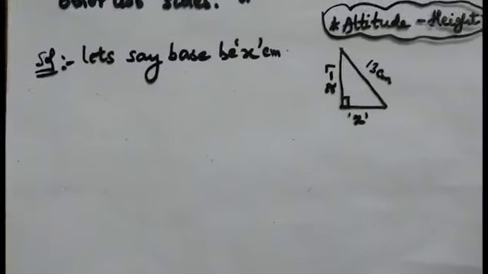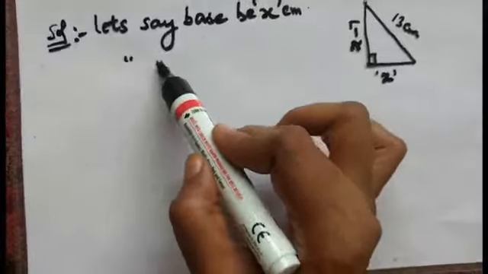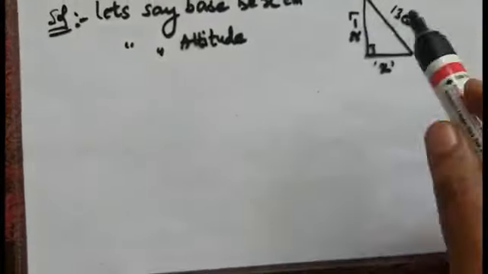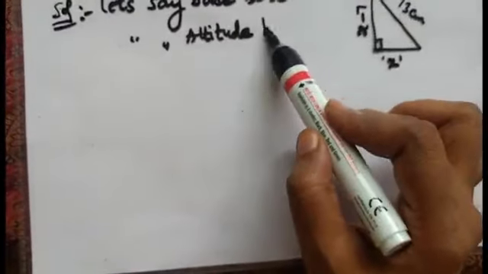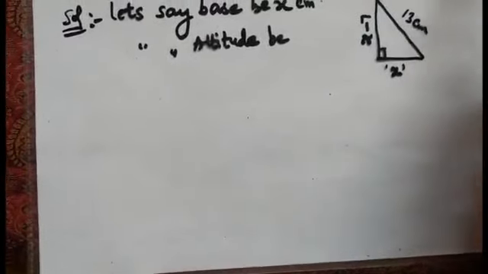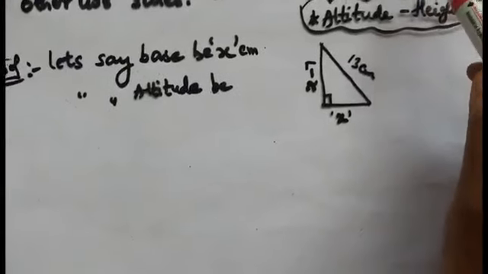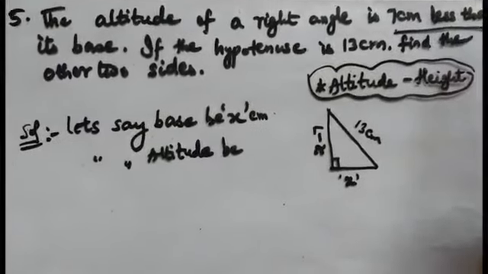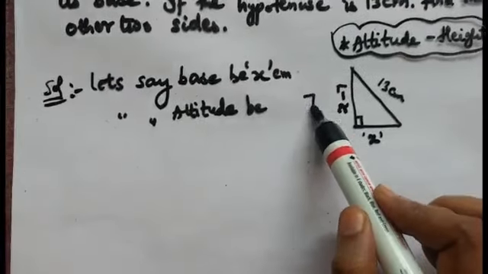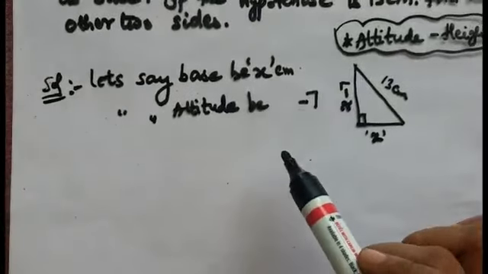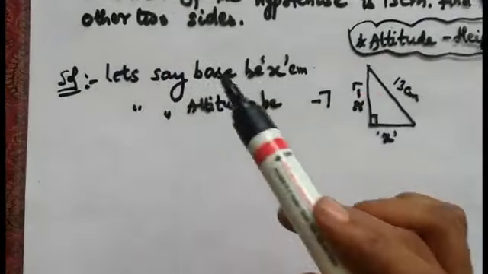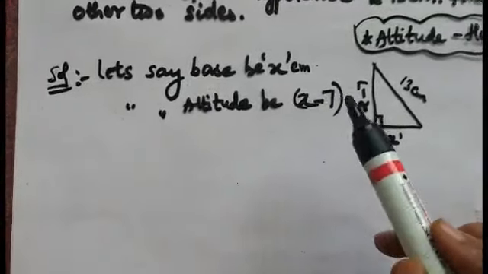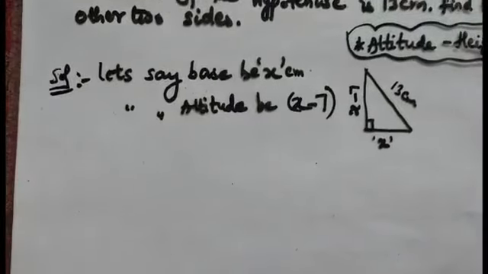Now next one, what is it telling? The altitude. So let's say altitude or the height. Whatever terminology is being used in the question, please use that same thing. Altitude: how is the altitude? 7 centimeter less. Are you seeing in the question? 7 centimeter less means minus sign. Less than whom? Less than its base. What is the base? We all had assumed here x centimeter. So this is how we have to learn how to frame equations or expressions.